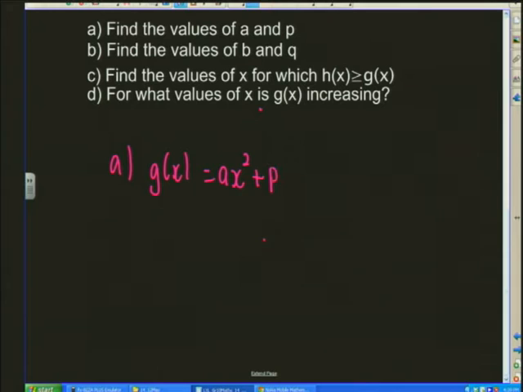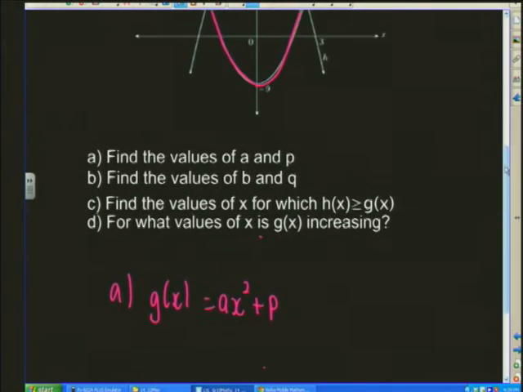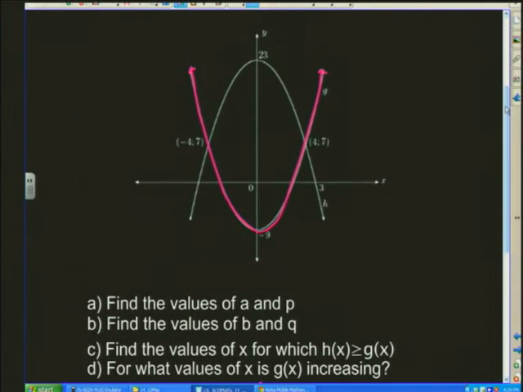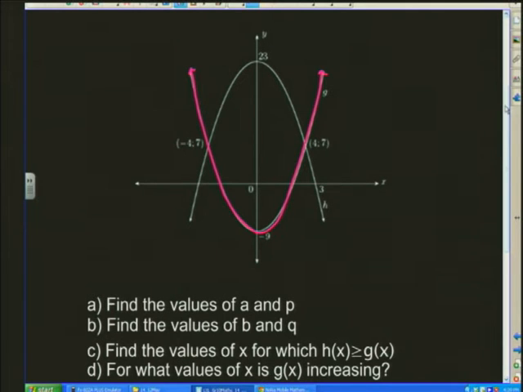Okay, so g of x is equal to ax squared plus p. And guys, look at your graph. You will see that they have already given you this point. What do we call that point? The y-intercept. So they have given you the y-intercept. And remember, in grade 10, your parabolas are always going to turn on the y-intercepts. So if they've given you the y-intercept, it means you already have the value of p.